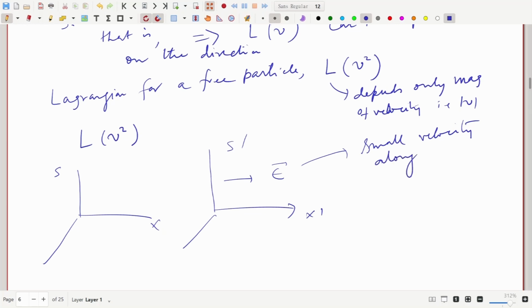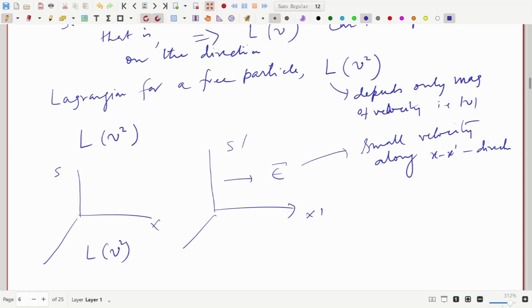Direction. So the S prime frame is moving with respect to S, which is stationary, with a small velocity in the x direction. The velocity is epsilon. So now the observer in the S frame will see a Lagrangian which, for the free particle, will be L(v²).